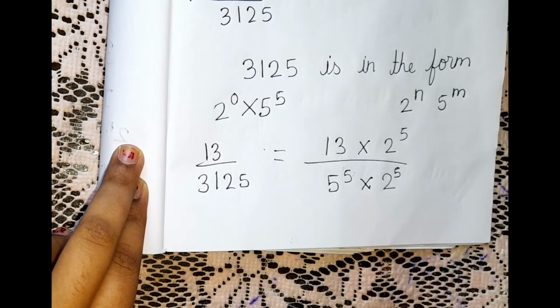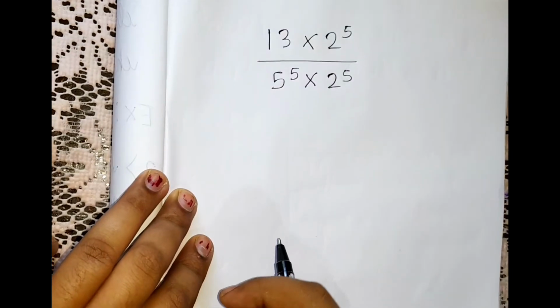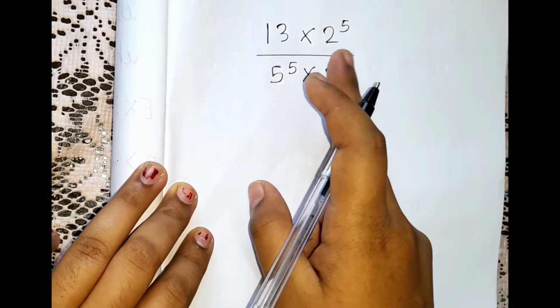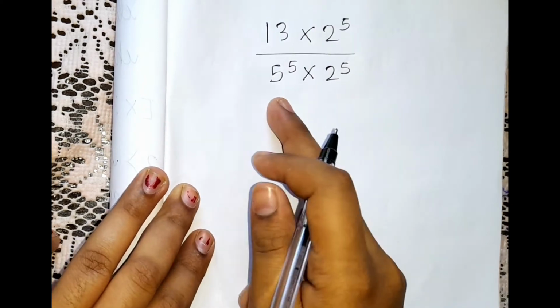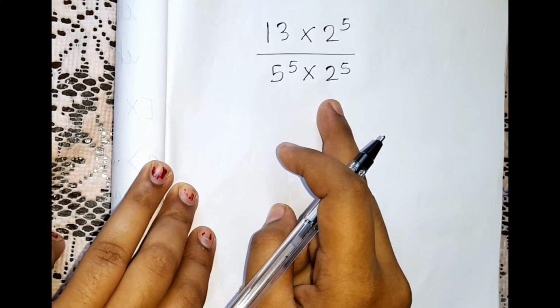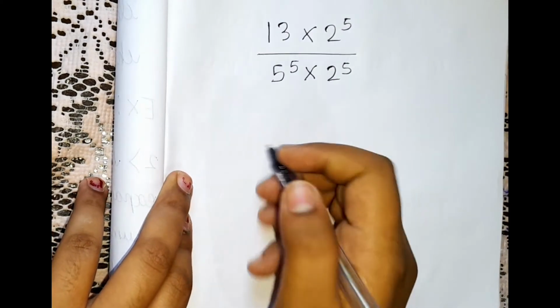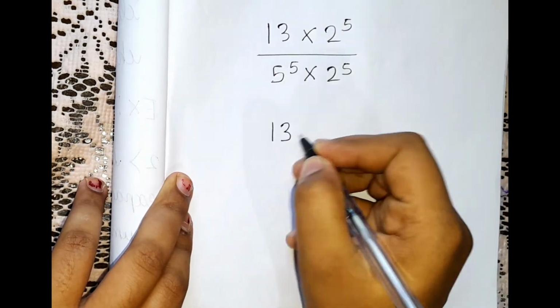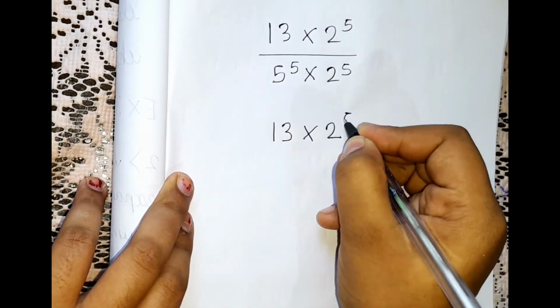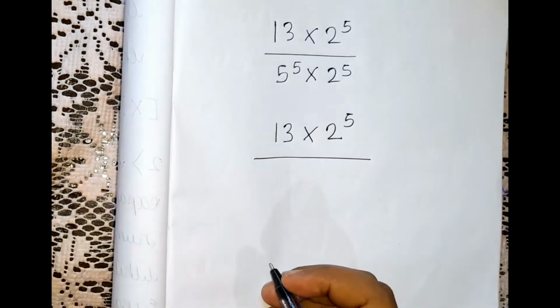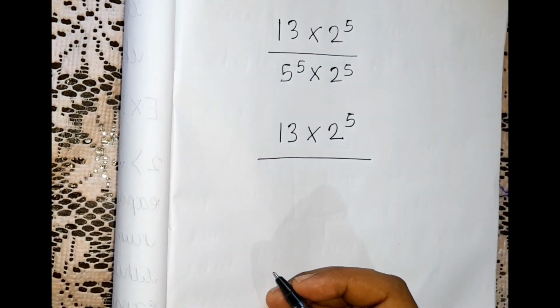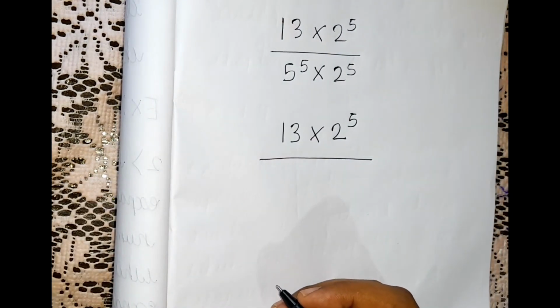Now let us solve this. So as you know, 13 into 2 power 5 divided by 5 power 5 into 2 power 5. Now what we are going to do is write 13 as it is into 2 power 5 as it is divided by, and instead of writing 5 power 5 into 2 power 5, we are going to be solving it.